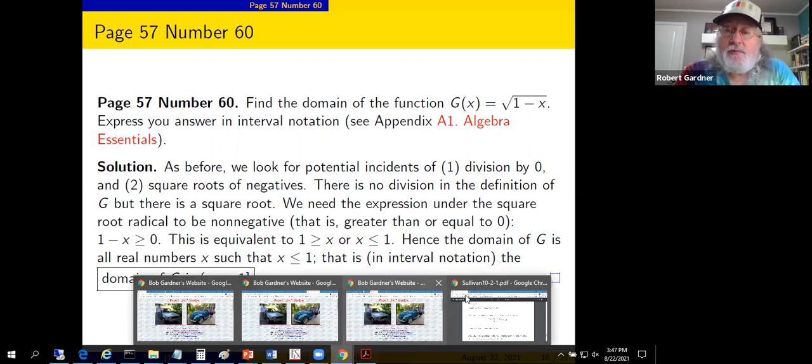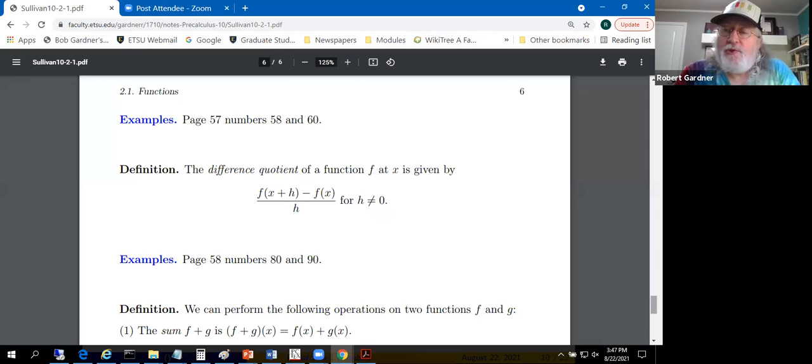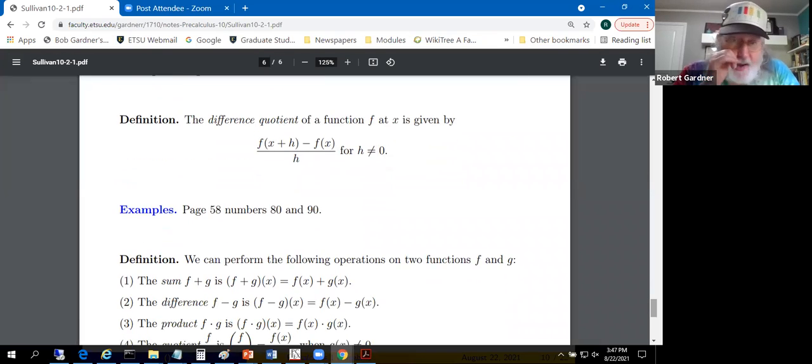Back to the notes. They introduced something called a difference quotient. Rather uninspired, but in the first half of Calculus 1, you'll deal with difference quotients. They lead into things called derivatives of functions. But for us, it's just something to compute using a function. The difference quotient of function f at x is given by f of x plus h minus f of x, quantity divided by h, for h not equal to 0. Of course, h can't be 0. It's in the denominator.